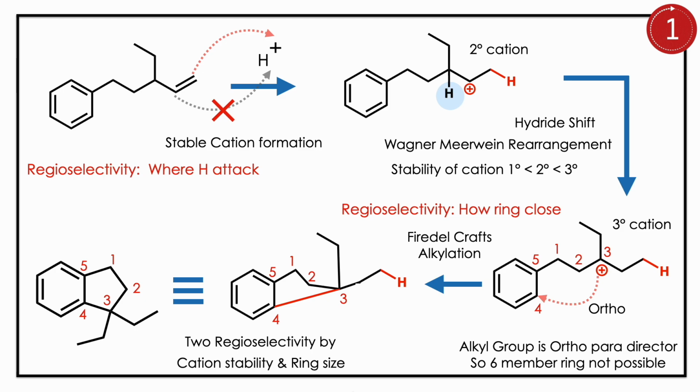So two selectivities, one is from cation stability, another is from ring size. The concept to outline here is many factors can control the regioselectivity. Here cation stability and the ring size control the reaction.